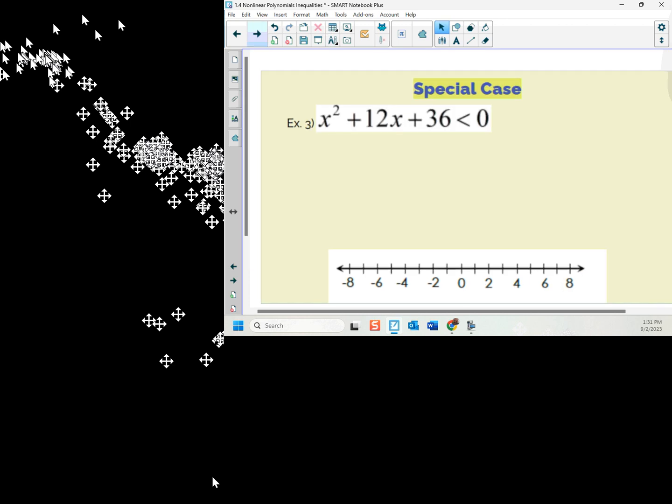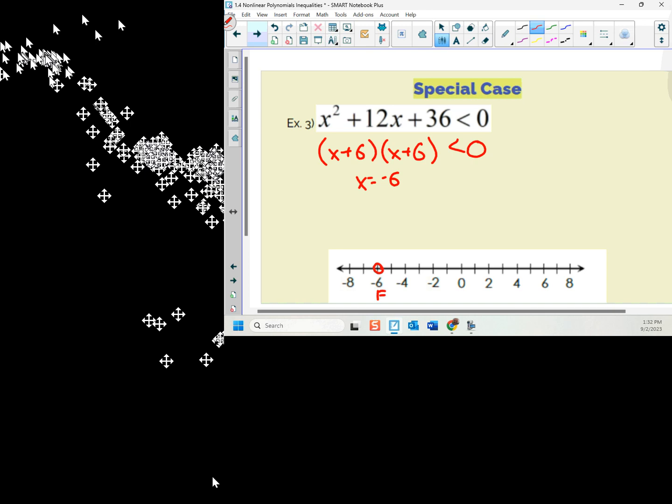Now, another special case. Here, we actually can solve it. In this case, I can factor that. If I factor that, I factor it into x plus 6 squared is less than 0. That means there's a critical point at negative 6. And if I hold true to what I always have said, first of all, it's not equal to, so it's a hollow point at negative 6, and that is false.